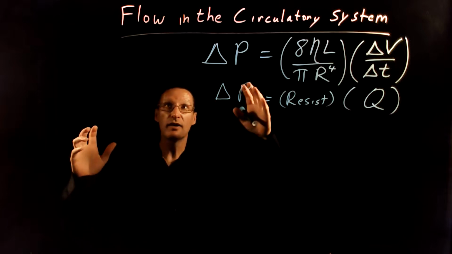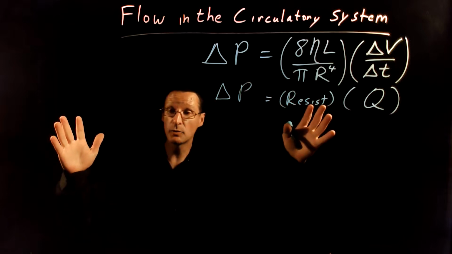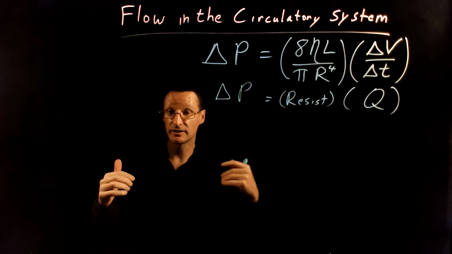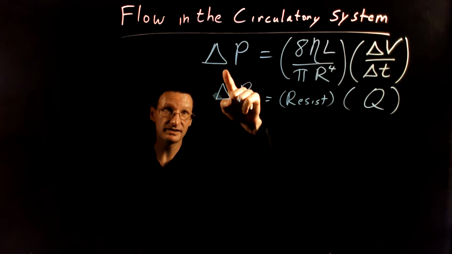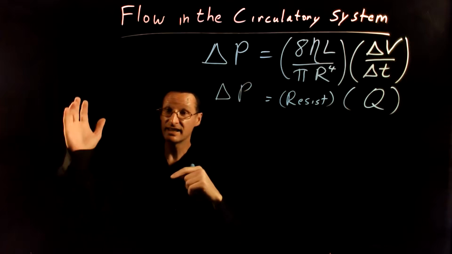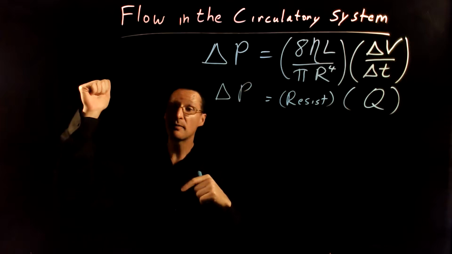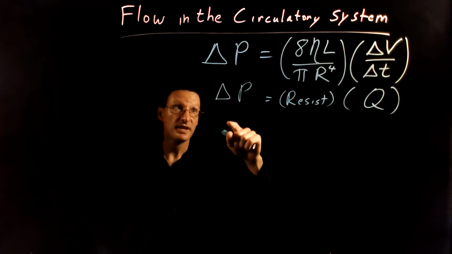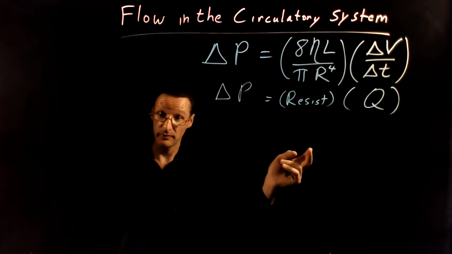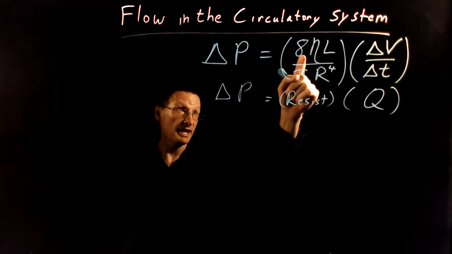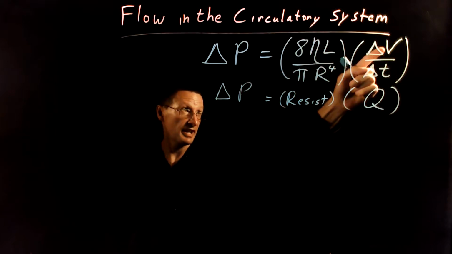Let's talk about the consequences of Poiseuille's equation for fluid flow in the circulatory system. Just a quick review of Poiseuille's equation. Here, this is telling you about the pressure difference. That is, the fluid flows from high pressure to low pressure. So the pressure difference between the two ends of the pipe, or the blood vessel in this case, is equal to the resistance times the flow rate.